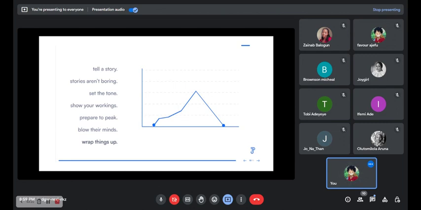Is there any other questions? Template or guide? Hmm.